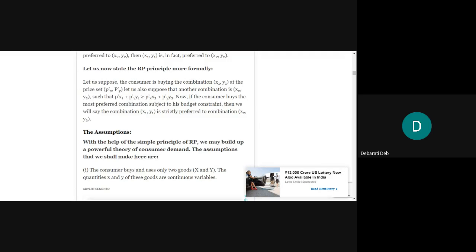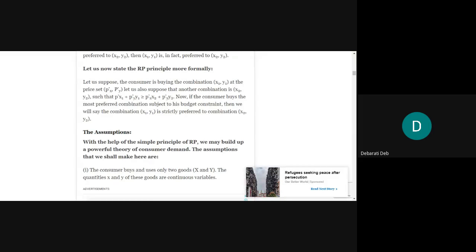such that px x1 plus py y1 is greater than or equal to px x2 plus py y2. So what are these? Suppose p is the price of x1, so the total price is px x1. At the same time, consider the total price of the second good, that is py y1. There should be a small x after this p, so px x1 is the total price of the first good, plus py y1, the total price of the second good.